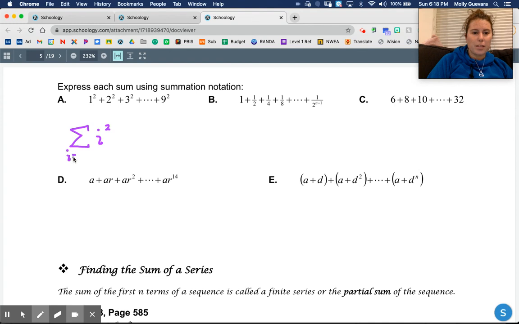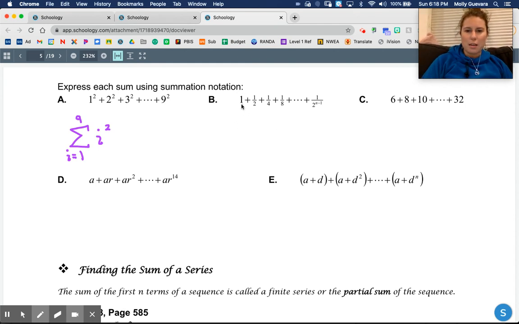And that means that my starting value, the first number that I plug in for I, is 1. The last number I plug in for I is 9. And there's my summation notation, excuse me. Okay.